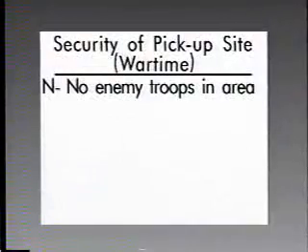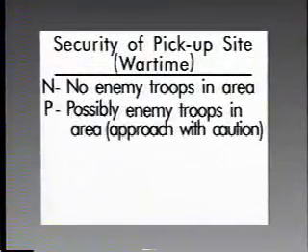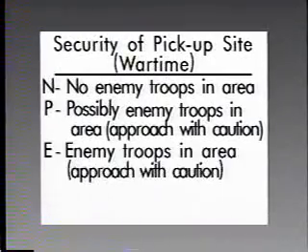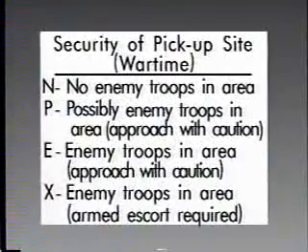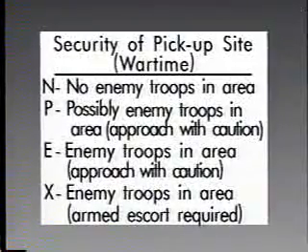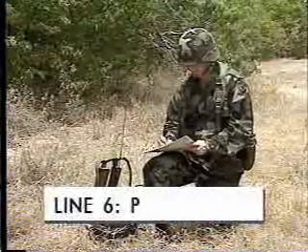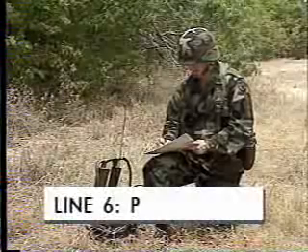November, no enemy troops in area; Papa, possibly enemy troops in area, approach with caution; Echo, enemy troops in area, approach with caution; X-ray, enemy troops in area, armed escort required. This will assist the crew of an aircraft or other evacuation vehicle in determining if assistance is required while it is en route and in planning its approach. Papa on line 6 indicates that enemy troops may be in the area.